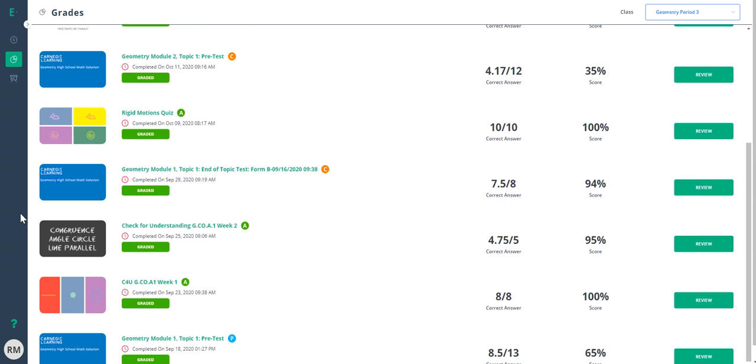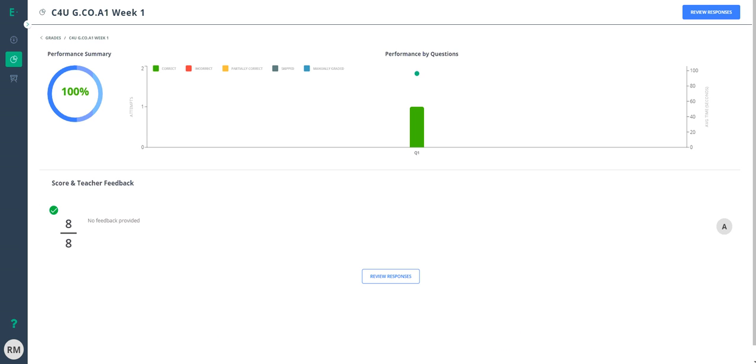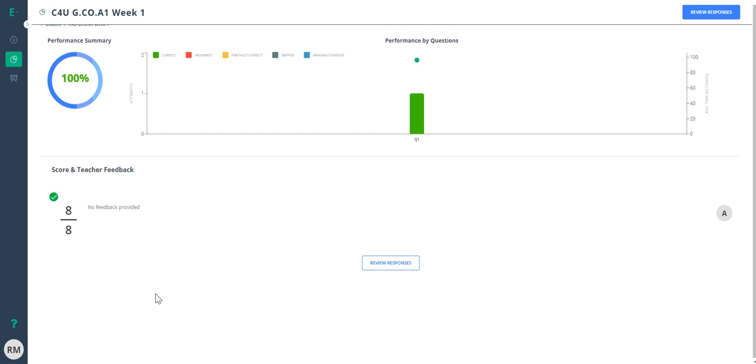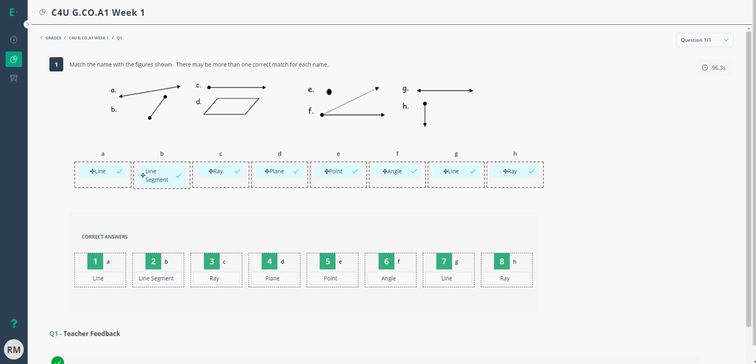Now we're going to talk about our week 1 quiz. So let's go ahead and click review. And then you would go ahead and either click down here for review responses, or you can click up here for review responses. Either one will take you to that question. So your question for this quiz was to match all of these words to its correct diagram.